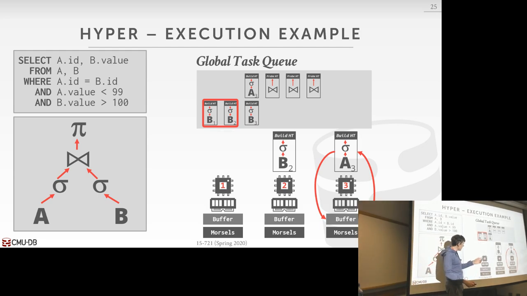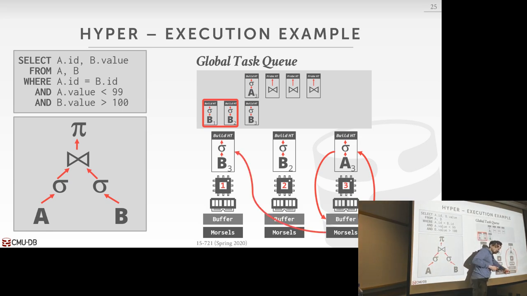But say now this first one finishes up its task more quickly. It can then recognize that B3 is waiting, and also needs to be executed before we can execute the next task in our pipeline or in our query plan. So let me go ahead and steal this one, bring it down, and operate on it. That means now I'm going to copy data or move data.